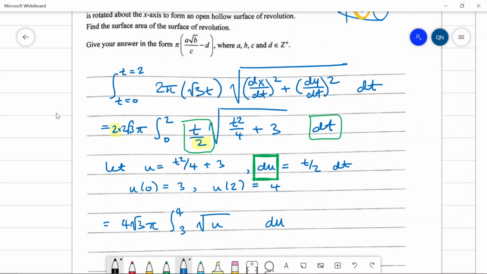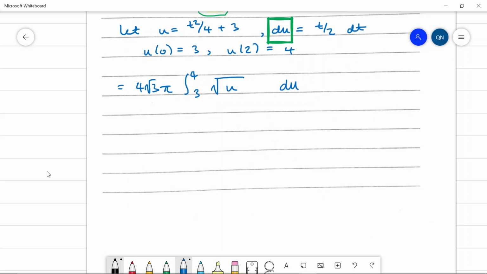And integrating this, what do we get? We get 4 square root of 3 pi in square brackets, integral of root u, I think it's 2/3, times u to the 3 halves, 3 to 4, right? And then this is equal to, let's see, we have 8 on 3, square root of 3 pi. I'll write that nicer. So this is 8 square root of 3 times pi over 3, right?